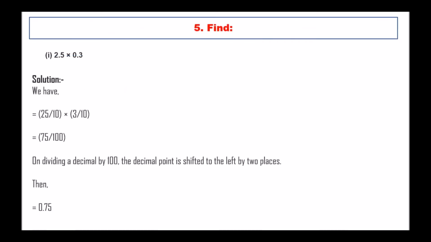Next question is, find 2.5 into 0.3. So 2.5, if we remove the decimal, will become 25 upon 10. And 0.3, if we remove the decimal, will become 3 upon 10. So first we will multiply the numerators, that is 25 and 3. So it will become 75. Then we will multiply the denominators. So it is 10 into 10, that is 100. On dividing a decimal by 100, the decimal point is shifted to the left by two places. So it will become 0.75.